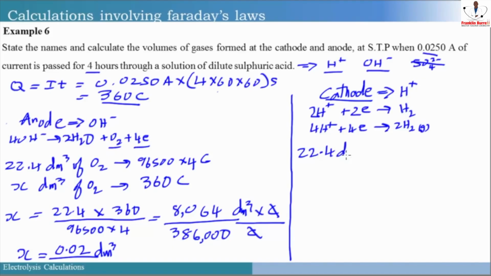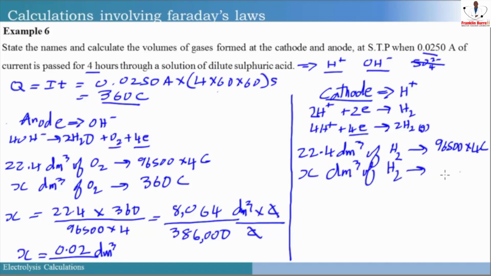Now once I have this, I would go ahead and say 22.4 dm cube of H2 would be found in 96500 times 4 coulombs, since 4 moles of electrons were liberated. Therefore, what's the volume that will be present in H2 if the number of coulombs is 360 coulombs here?